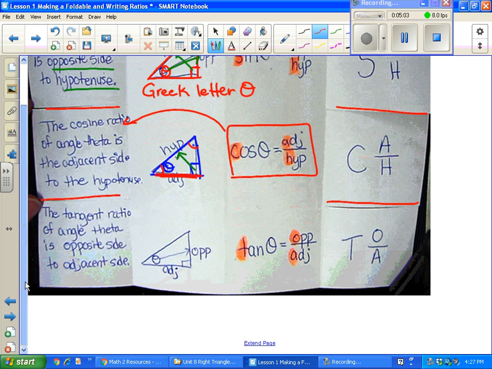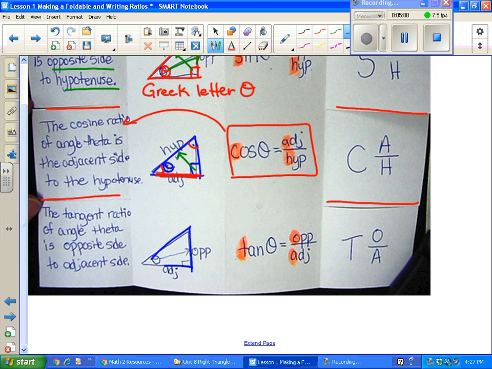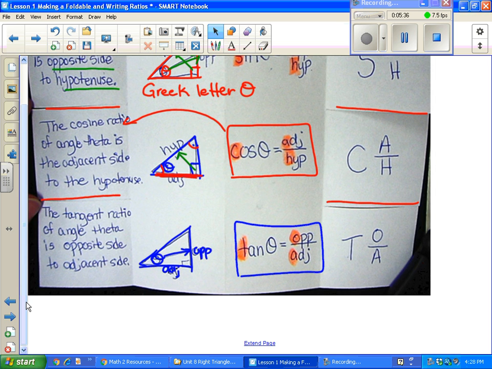All right, the last one is tangent. As I draw the triangle, again, I'm choosing this lower angle. I'm going to use theta. And I'm going to look across from that to the side, and this side is the opposite side. And of course, the bottom side that touches my angle, but not the hypotenuse, is my adjacent side. The tangent ratio of angle theta is the opposite side to the adjacent side. In mathematicians' shortcut language, tangent of angle theta equals opposite to adjacent.